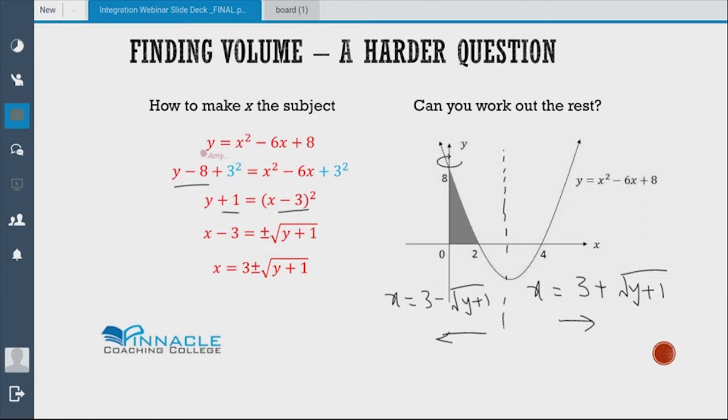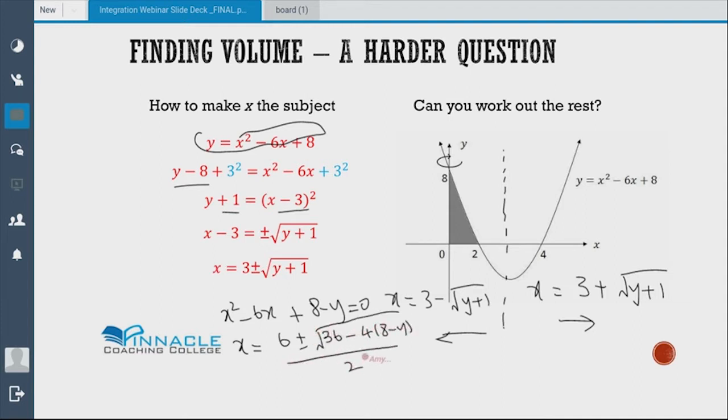So what I mean is, if you take this equation and then move the y across, A is 1, B is -6, and C is 8 minus y. So you can also do that and apply the quadratic formula. It will look something like this. So x is equal to minus b, so 6, plus or minus the square root of b squared, so 36 minus 4ac, over 2a. You can do that simplification as well if completing the square is not your thing. So just letting everyone know that.